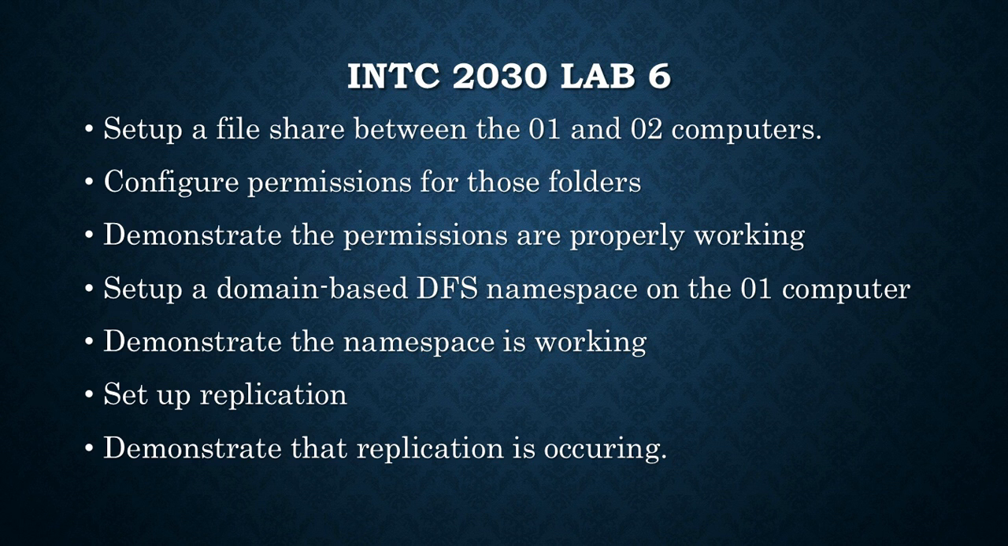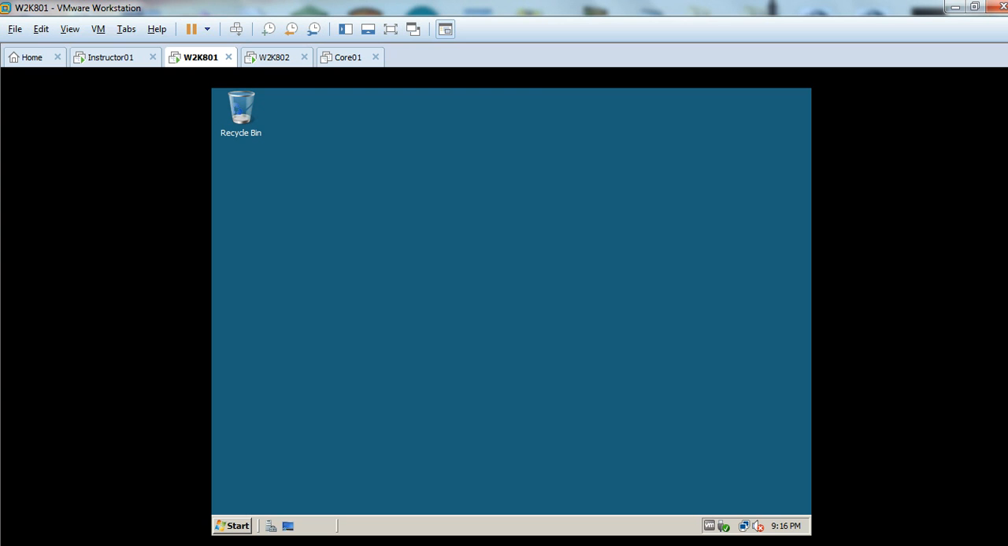This is lab 6. Here on the screen I have the tasks we're going to be performing. We will be setting up a file share between the O1 and O2 computers. We're going to configure both NTFS and share permissions for these folders we created. I'm going to demonstrate that the permissions are properly working, and I'm going to set up a domain-based Dfs namespace on the O1 computer. I will demonstrate that the namespace is working. We will then set up the replication, and I will demonstrate that the replication is occurring. Let's go ahead and get started.